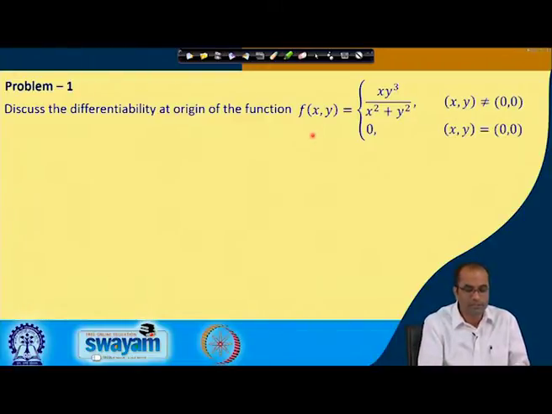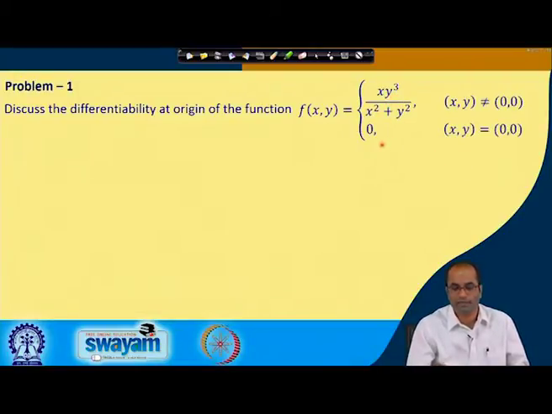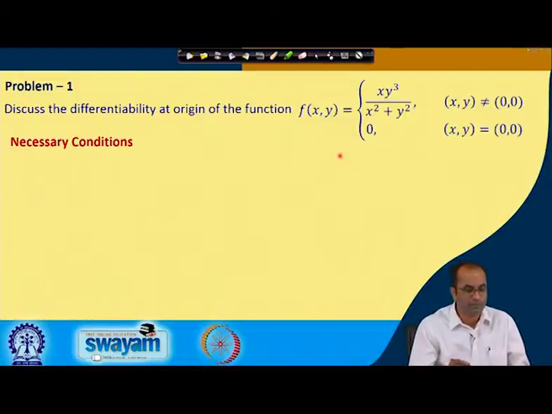The differentiability at the origin of the function f(x,y) equals x y cube over x square plus y square, and this is 0 when x y equal to 0. So, at the origin this is 0. First we check the necessary conditions, and we should do this in basically all the problems, because these are the conditions which the function must satisfy before going to differentiability.